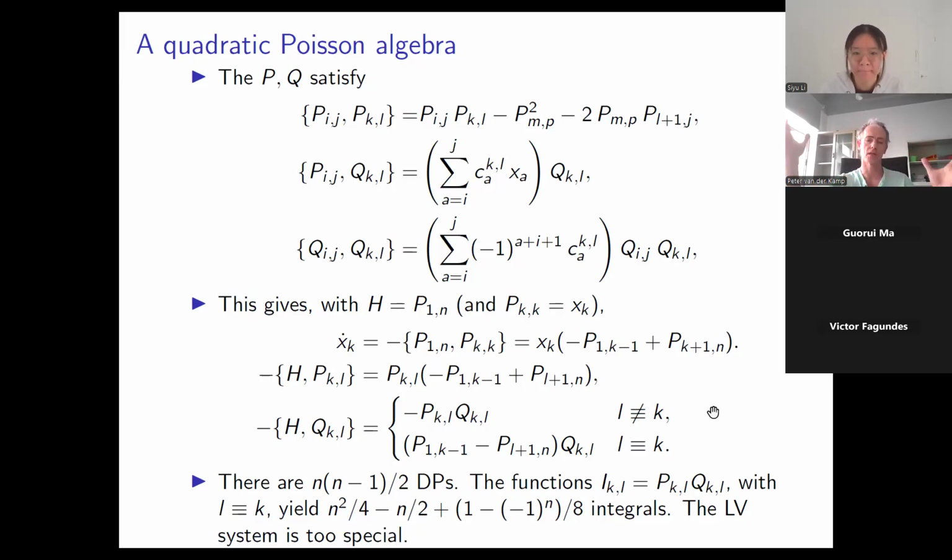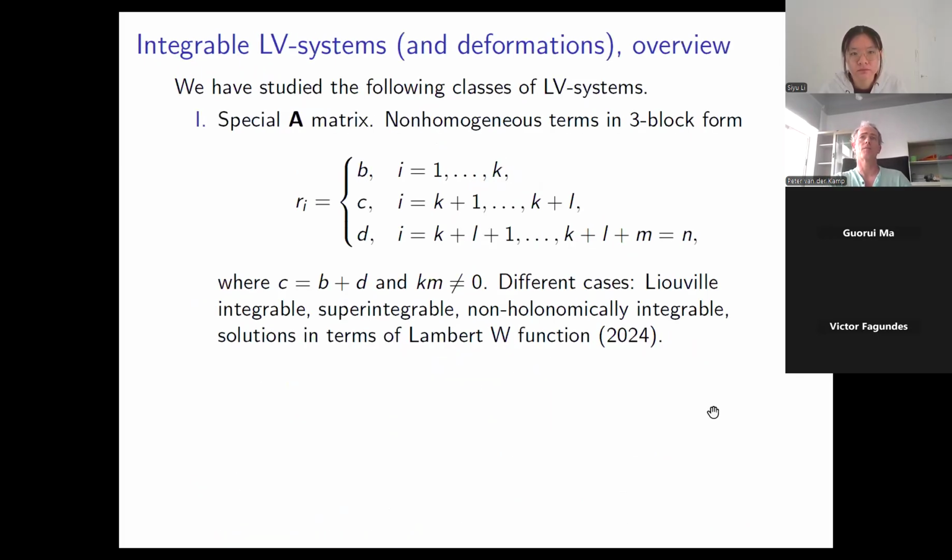We can have other systems with more parameters that have less structures but may still be integrable. Okay, so for the rest of the talk, this is a bit of an overview on what the rest of the talk will be.